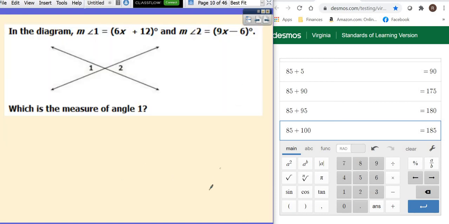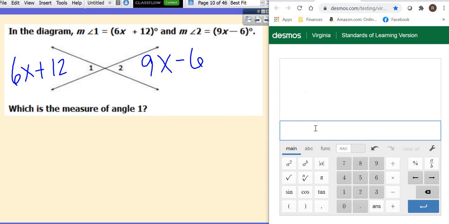All right, let's look here. It says in the diagram, the measure of angle 1 is 6x plus 12, and the measure of angle 2 is 9x minus 6. Well, when you look at that and you realize that they are vertical angles, you know they have to be equal.